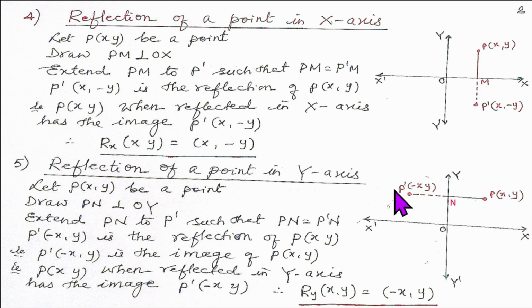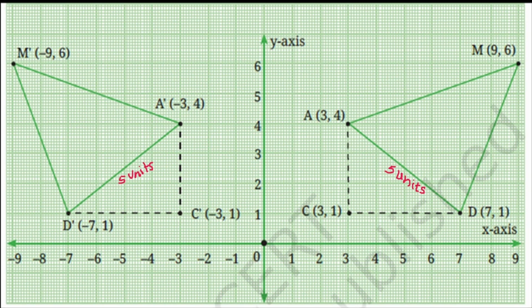So that is the sign convention which we are following in different quadrants. You know, this is the first quadrant, this is the second quadrant, third quadrant and fourth quadrant, and these sign conventions we follow. And the only thing you have to remember here is that P dash is the reflection of P, P dash is the image of P. That is about the reflection of a point in the x-axis and y-axis.